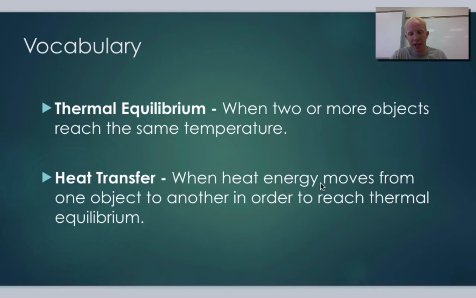Okay, so until they get to that state, they're going to transfer heat to each other. Okay, so that heat energy is going to move from the one object to another in order to reach thermal equilibrium. Okay, so for example, I put a hot pan of water on the table. Okay, and that hot pan of water obviously has a higher temperature than the table does. So until they reach the same temperature, that pan's going to keep transferring heat, okay, to the table until it gets to that point. That's what cools it down.